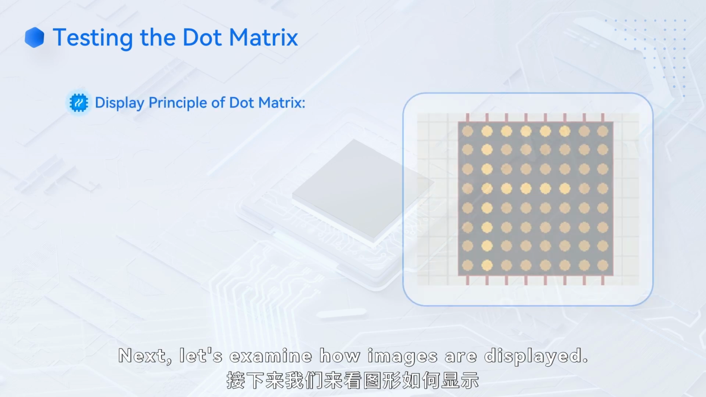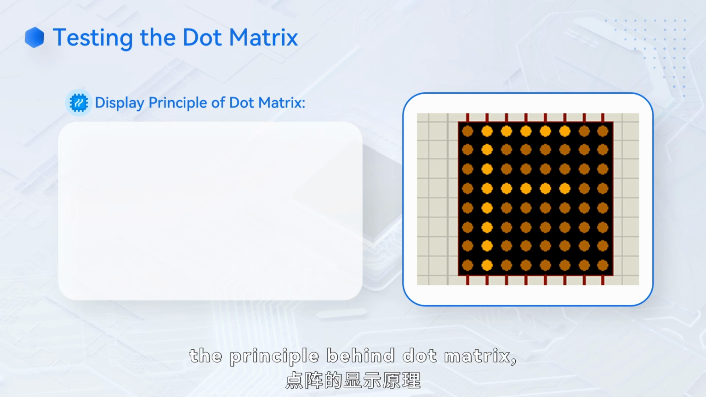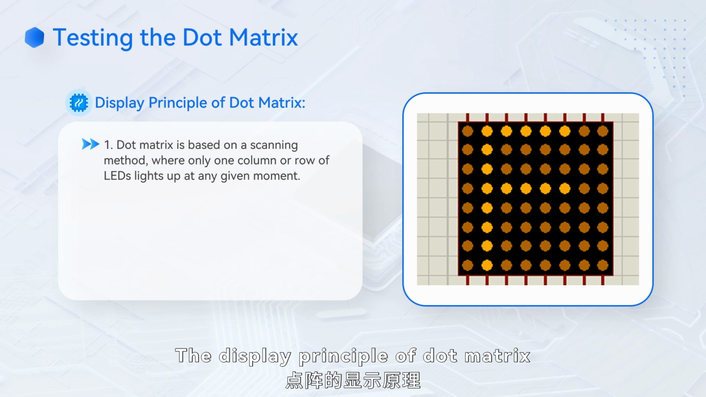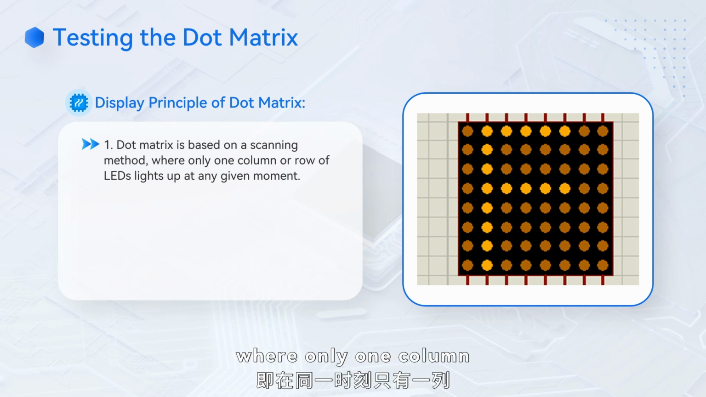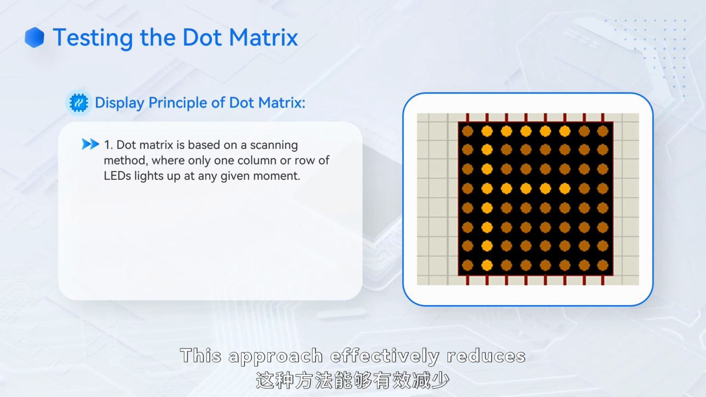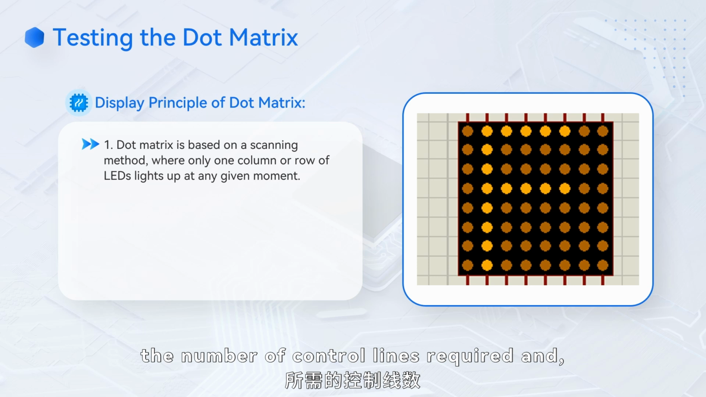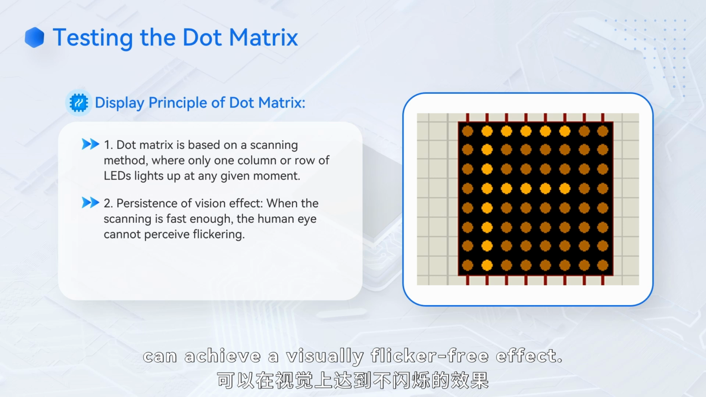Next, let's examine how images are displayed. First, it's crucial to understand the principle behind dot matrix, which is very important. The display principle of dot matrix is based on a scanning method, where only one column or row of LEDs lights up at any given moment. This approach effectively reduces the number of control lines required and, through rapid scanning, can achieve a visually flicker-free effect.